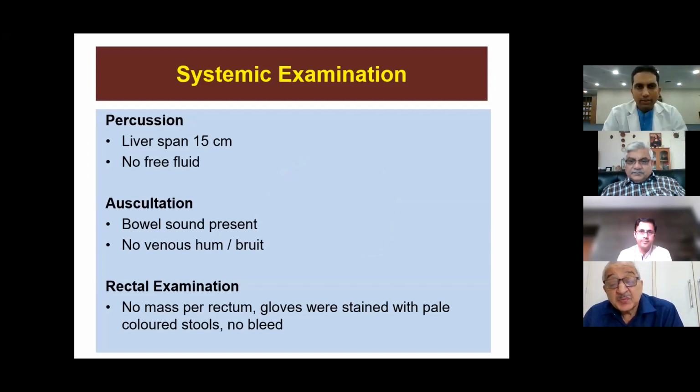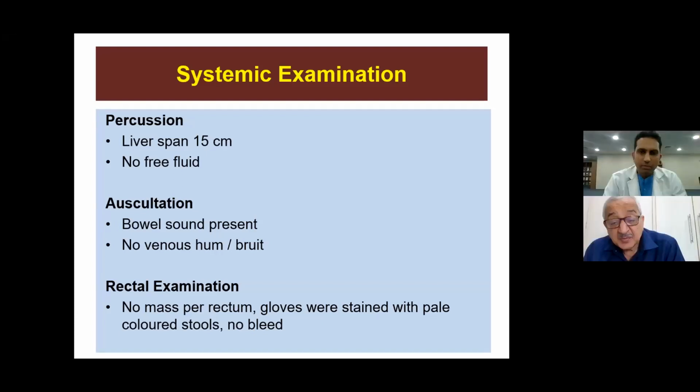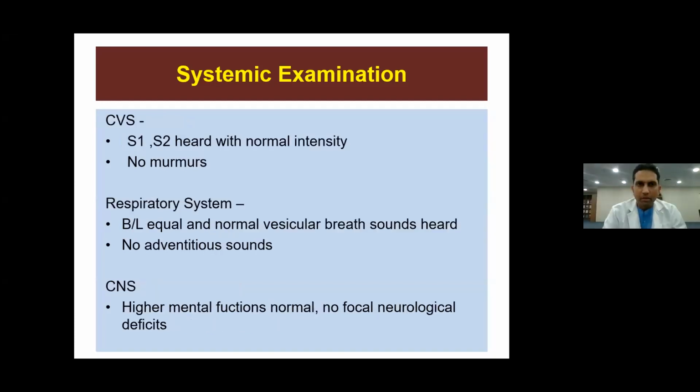So, continuing with the examination, on percussion, the liver span was 15 centimeters. There was no free fluid in the form of shifting dullness. On auscultation, bowel sounds were present. There was no venous hum or bruit. On per rectal examination, no mass per rectum was felt. Gloves were stained with pale colored stools. There was no evidence of any rectal bleed. Other systemic examinations were essentially normal, sir.